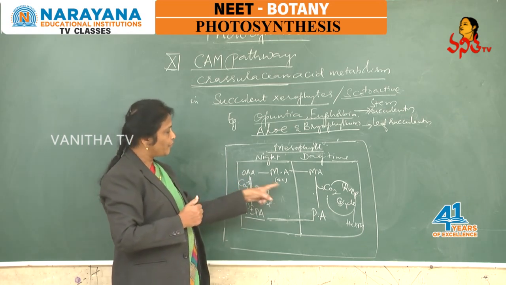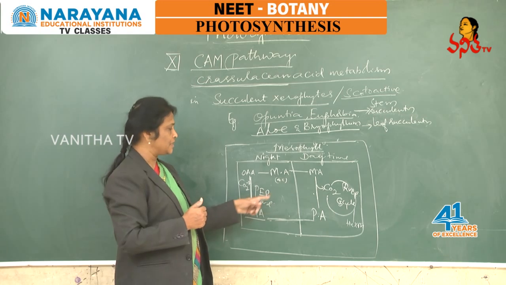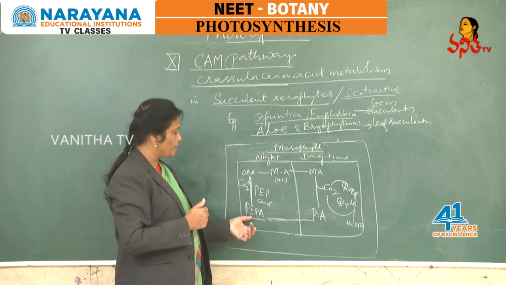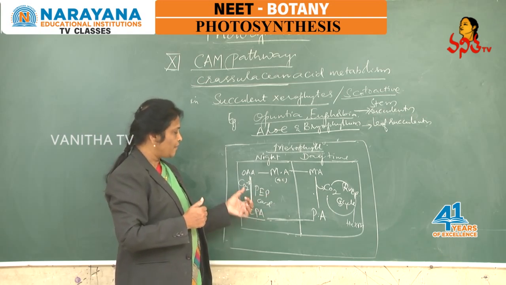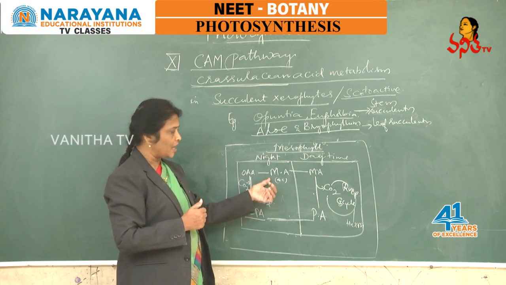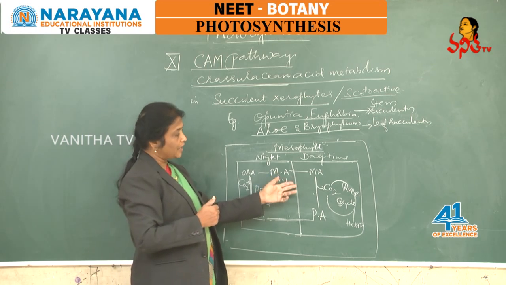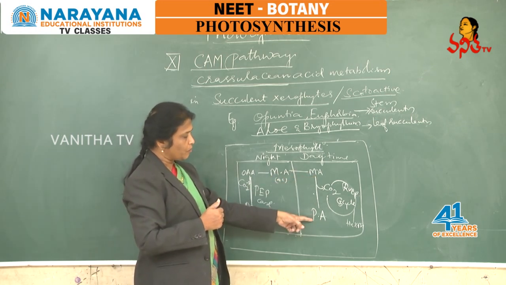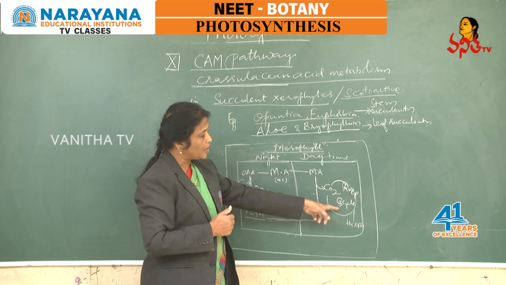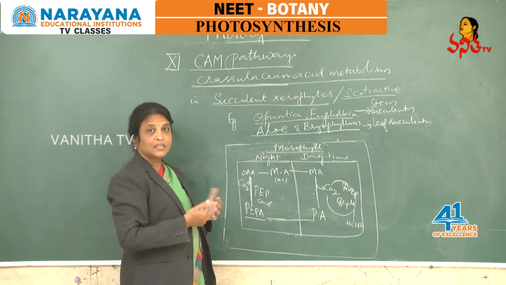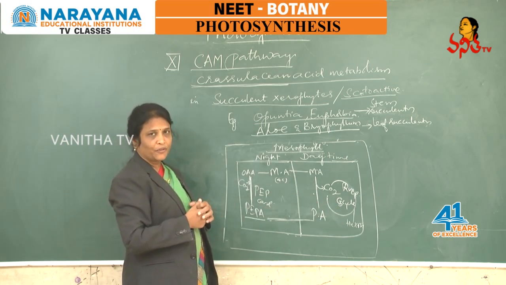What we followed in the C4 mechanism during dark phase, in the same way here also phosphoenol pyruvate fixes carbon dioxide initially in the form of the 4-carbon organic acid malic acid, and later that malic acid undergoes decarboxylation and supplies carbon dioxide to the Calvin cycle, which is a similar process we observed in C4 plants.